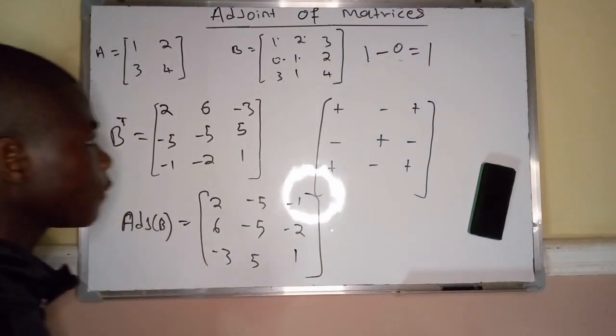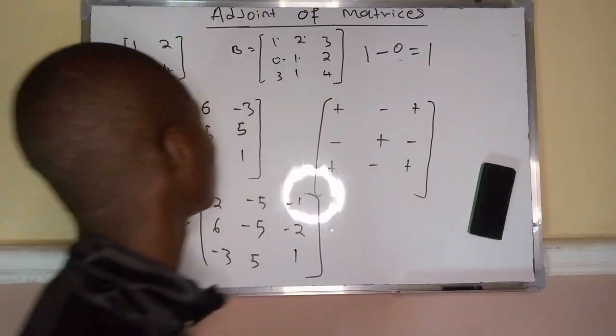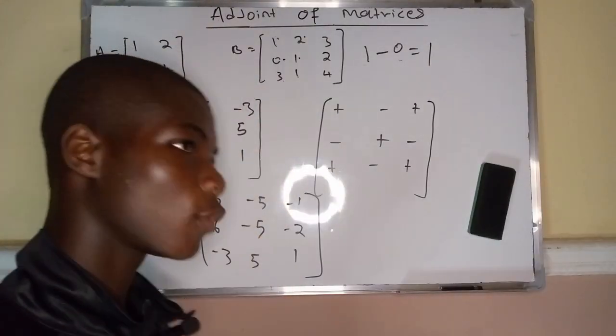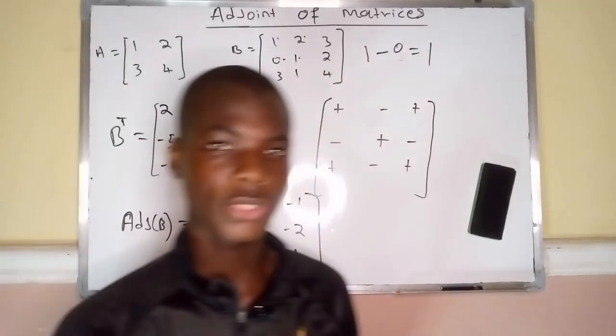So therefore, this is all I have for you for today for the adjoint of a 2 by 2 matrix and 3 by 3 matrix.